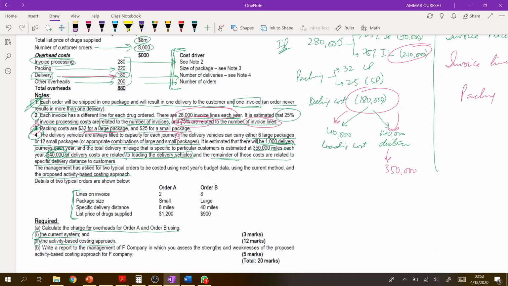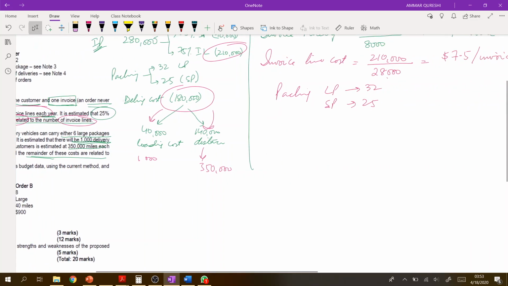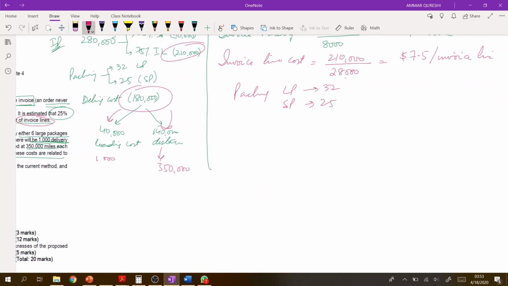See, loading cost will be what? Loading cost depends upon the number of deliveries. If there are 1,000 deliveries, then that means you will load your truck 1,000 times. And if the number of deliveries is 2,000, then definitely you will load your truck 2,000 times, right? So since there are 1,000 deliveries, we will divide this 40,000 by 1,000, right? So what will be the overhead recovery rate?